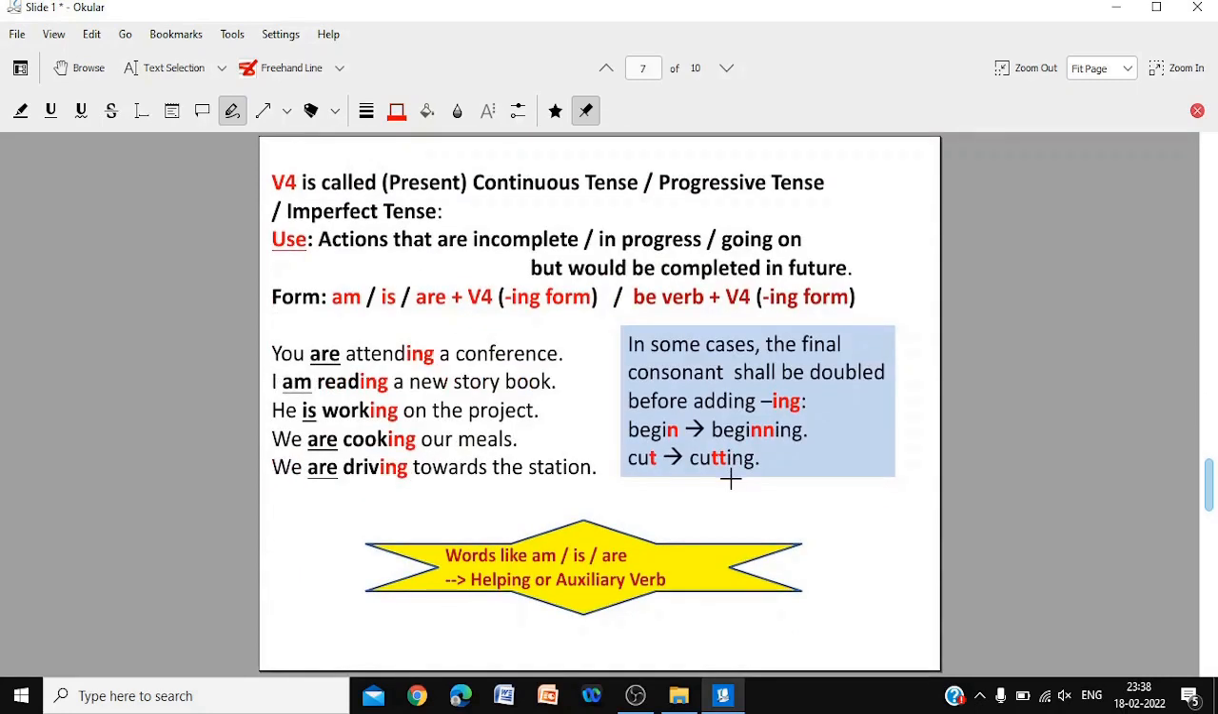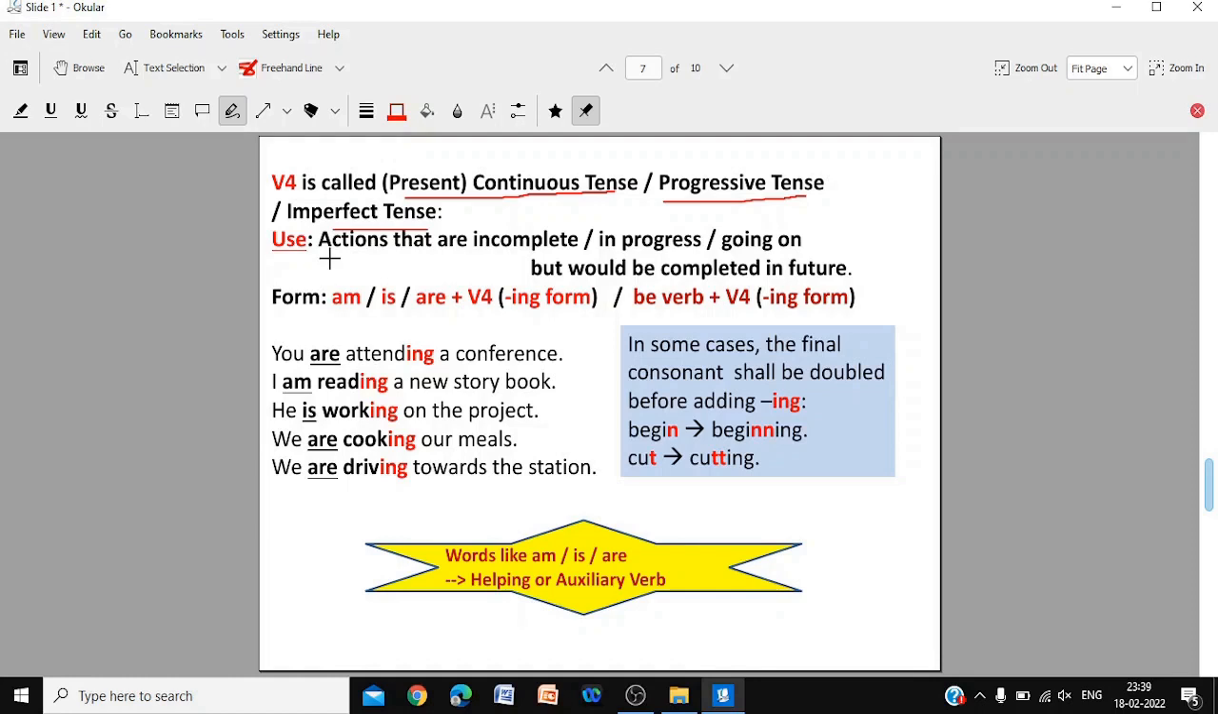Next, we have V4. V2, of course, we will be taking up in the past tense, and V3 in the second part of the video series. V4 is called present continuous tense, although the ing form can be used for both present and past, but this video is about present tense, so we are saying present continuous tense. The continuous tense is also called progressive tense or imperfect tense. It's also called the continuous form, progressive form, or imperfect form.